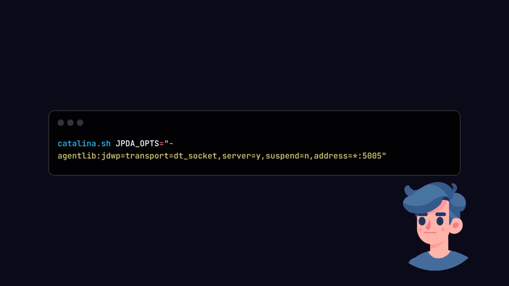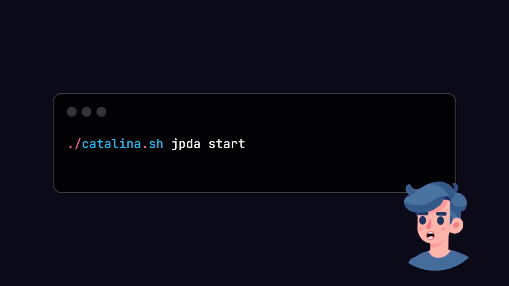Open the catalina.bat or catalina.sh file in the bin directory of your Tomcat installation. After adding the required options, start Tomcat in JPDA mode. This will enable the remote debugging. You can do this by running the following command in the terminal.